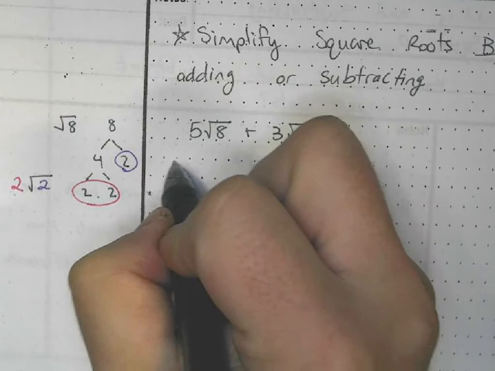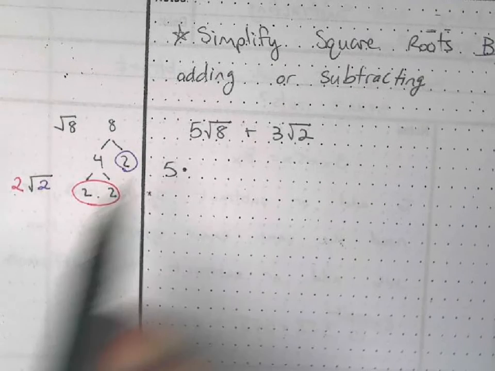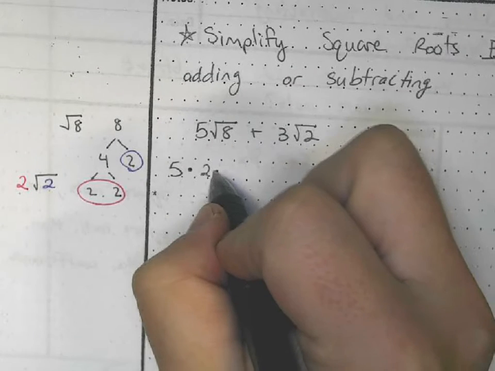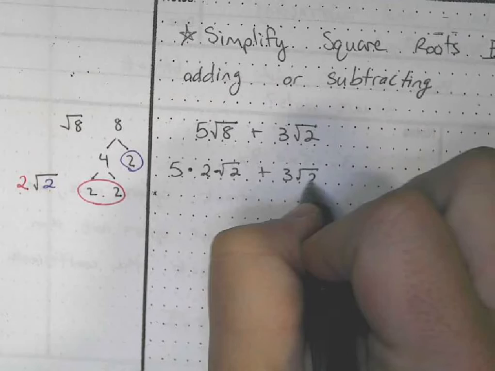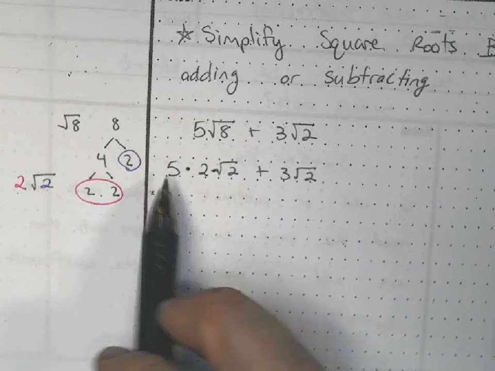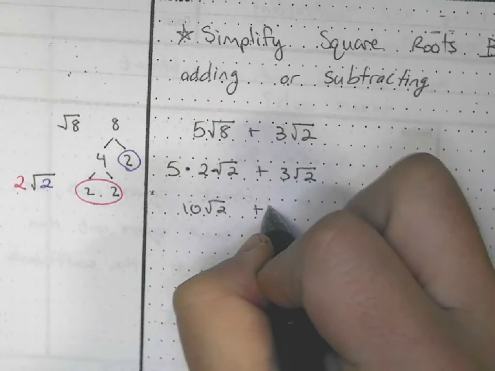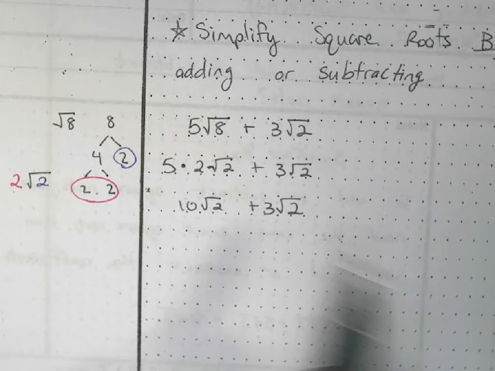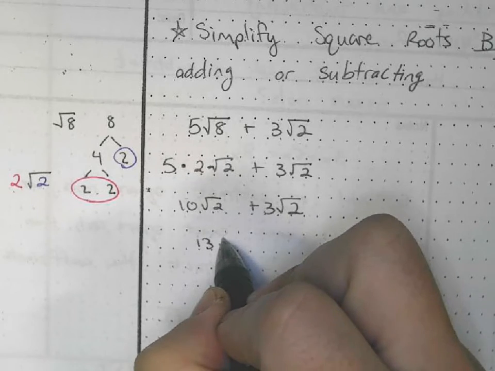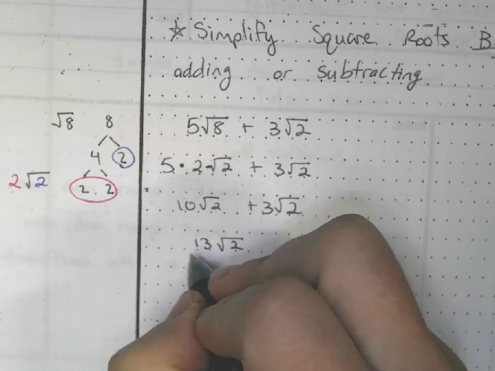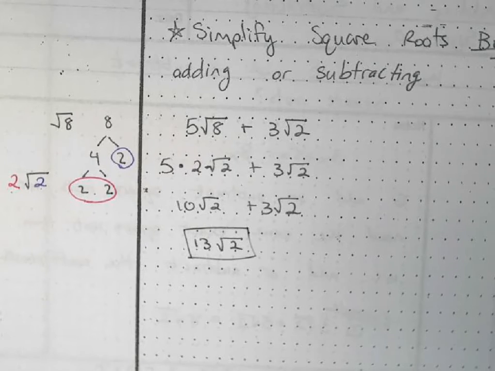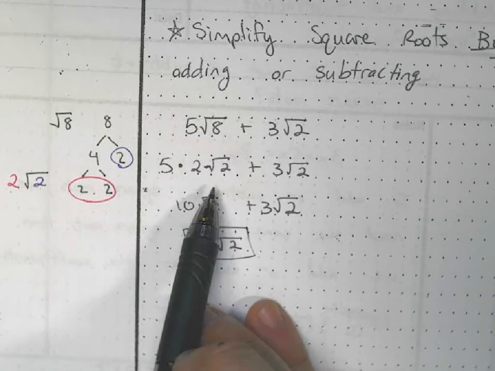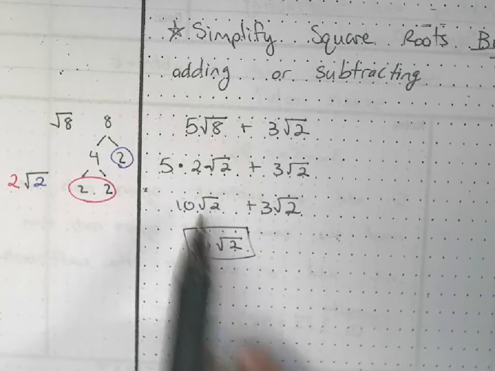So now I'm going to bring my 5 down, times, and now I have this square root of 8 becomes 2 root 2. So I have 5 times 2 root 2 plus 3 root 2. We'll multiply these together, and I get 10 root 2 plus 3 root 2. Now we do have the same square root. So I can add these together, and I get 13 root 2. And that's my final answer. So if we see, we want to try to simplify our square roots, and then we'll see if we have like terms. And if they're alike, we'll add them.